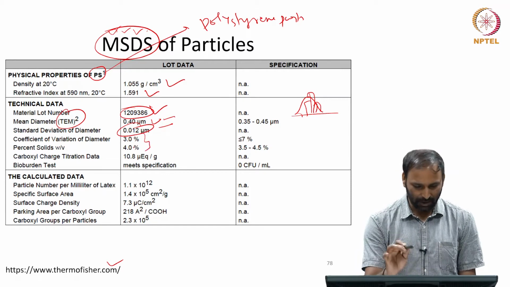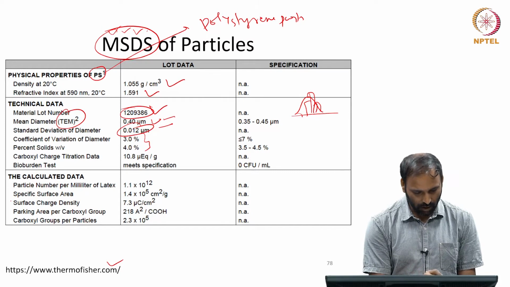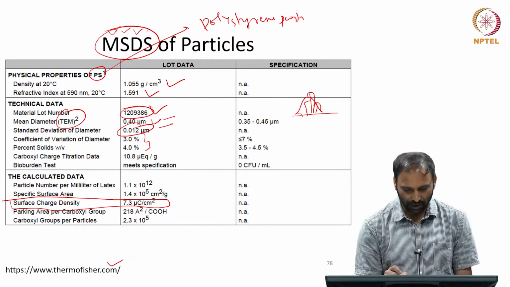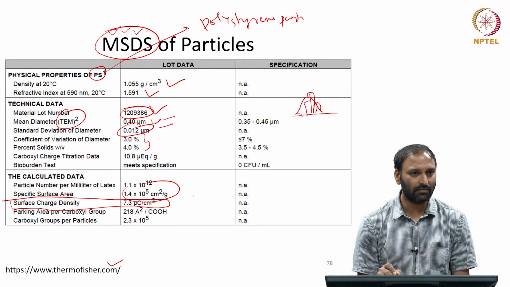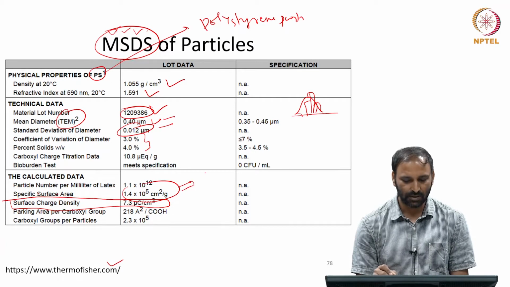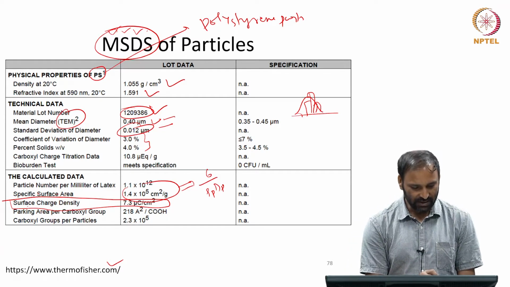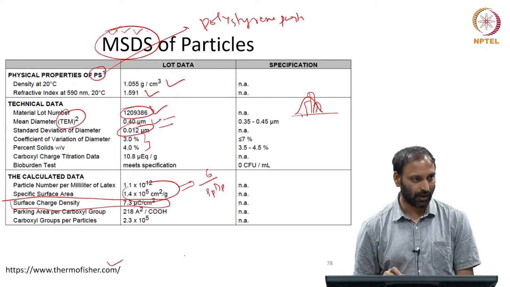There are a few other parameters you can think a little bit about. I would like to highlight this quantity. Of course, they also show the specific surface area. I said for spherical particles it is 6 divided by rho p into dp, right, you can get that. And this is the surface charge density, 7.3 microcoulombs per centimeter square.